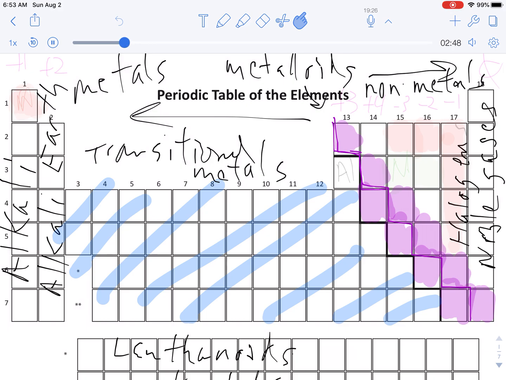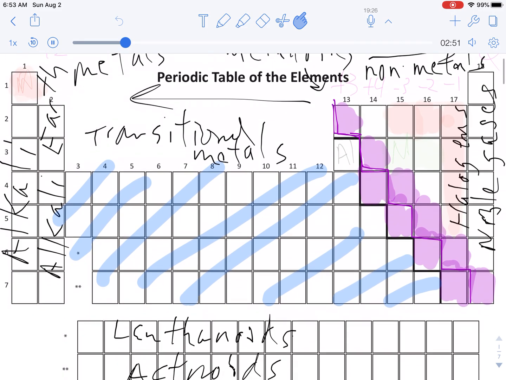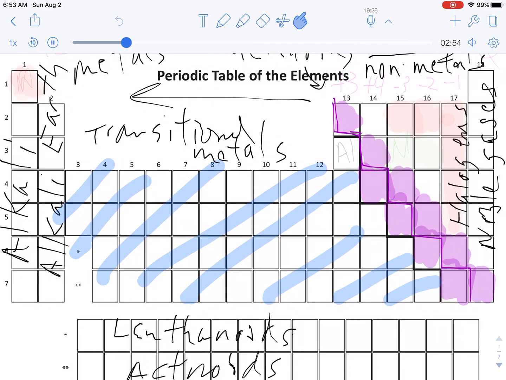Okay? So those are the parts of the periodic table that you have to memorize. And then you have to regurgitate this from memory. So given a blank periodic table, you have to label this completely. Okay, this is really important.